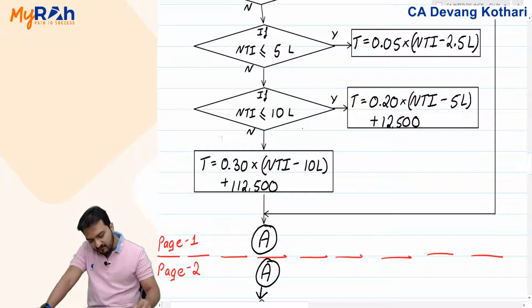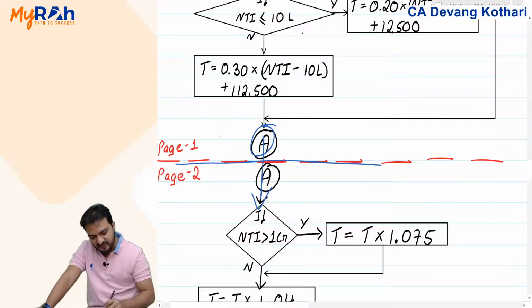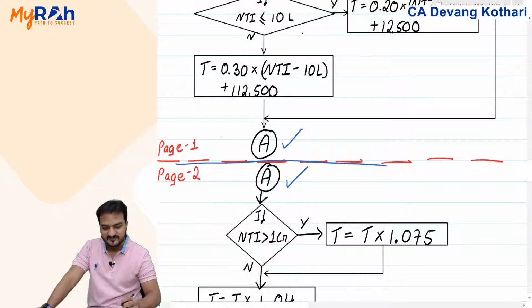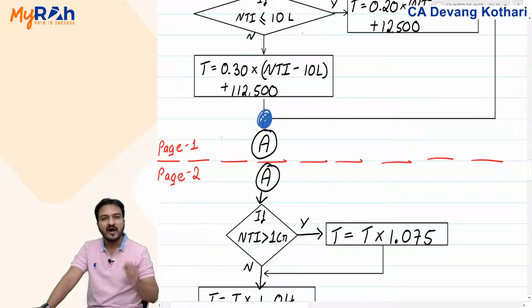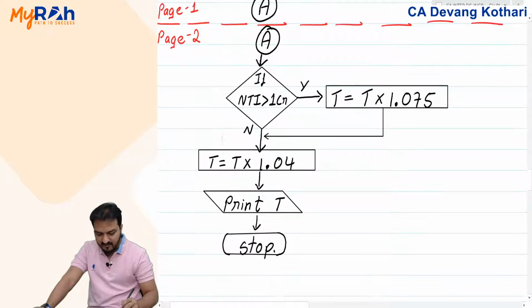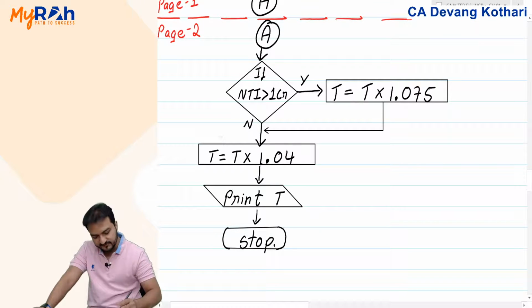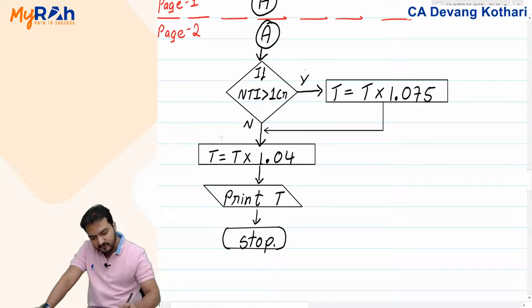Anyways, then I merge all those arrows and take it further to calculate the surcharge. Look, if there is a change of page in between, then you have to use a connector like this. So I converge all of that. Now after converging, what do I have here? Here I have the basic tax payable amount. On this basic tax, I might want to add surcharge. So I check if NTI is more than 1 crore. If yes, then I have to add a surcharge.